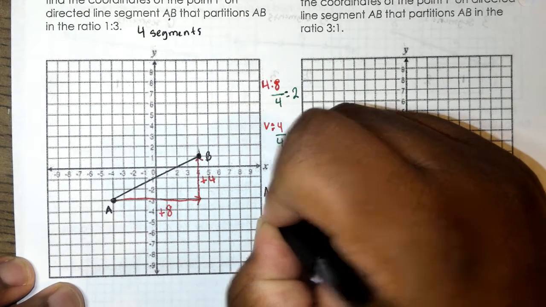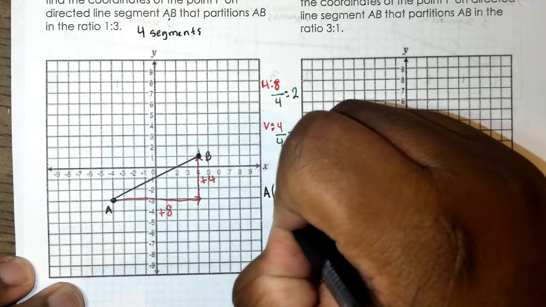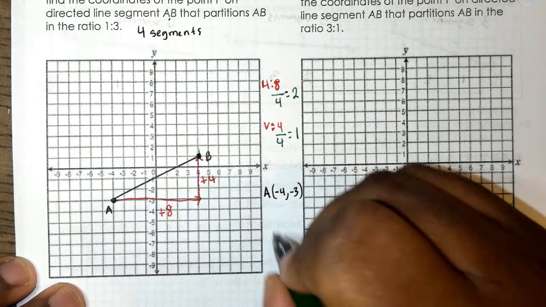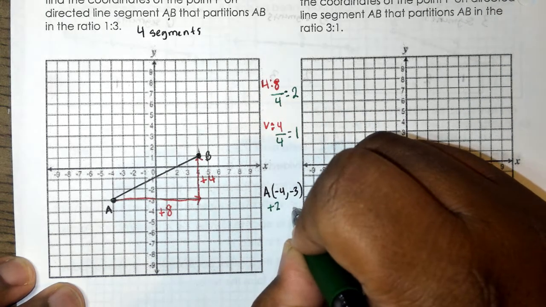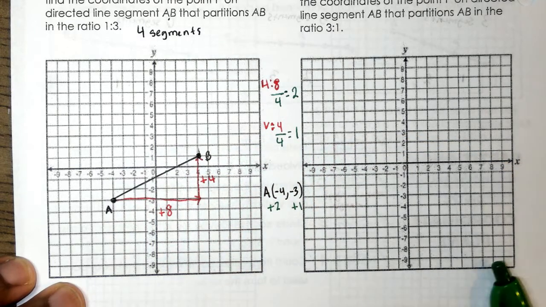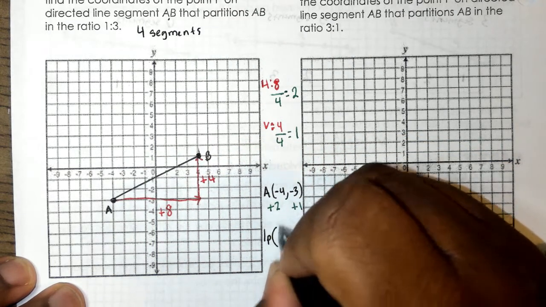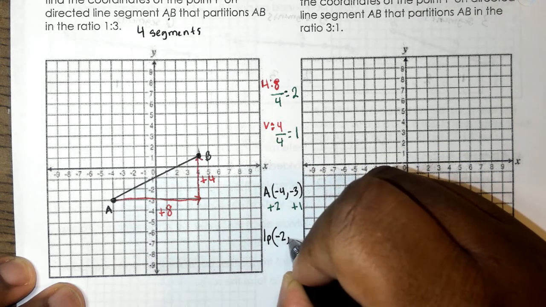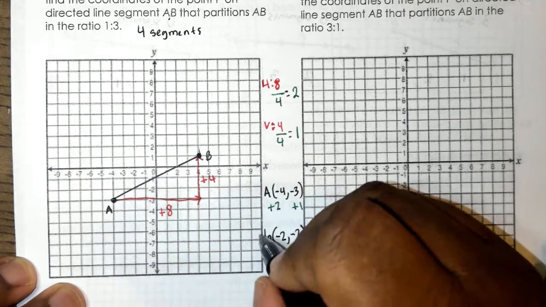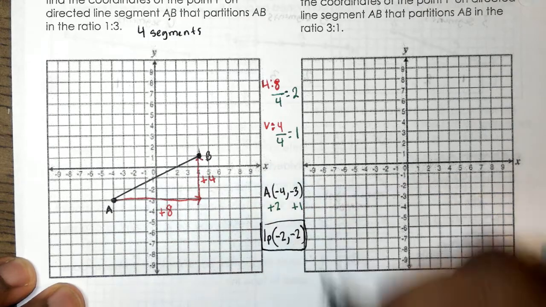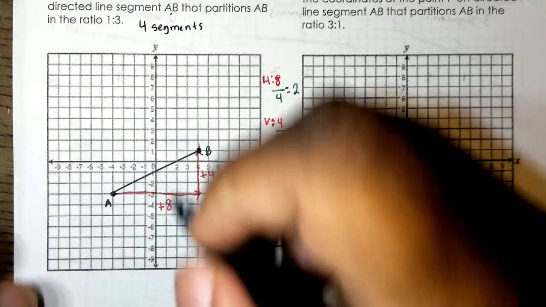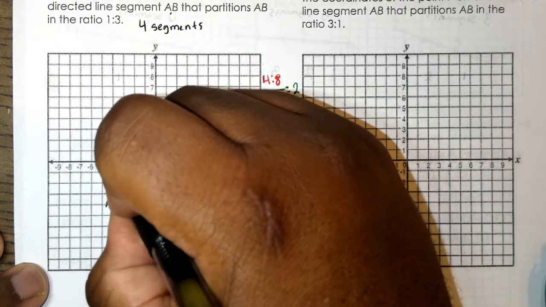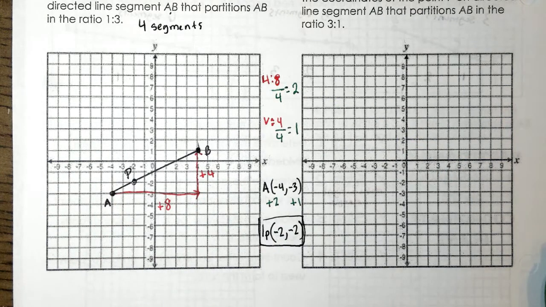I'm starting at point A because it said A to B. Point A was at -4, -3. And then I just need to do one partition by adding a 2 and then adding a 1. One partition. -4 plus 2 is going to give me -2. And then -3 plus 1 is going to give me -2. So my partition is going to be -2, -2. Then I just put that point on. -2, -2. It's right here. Point P.